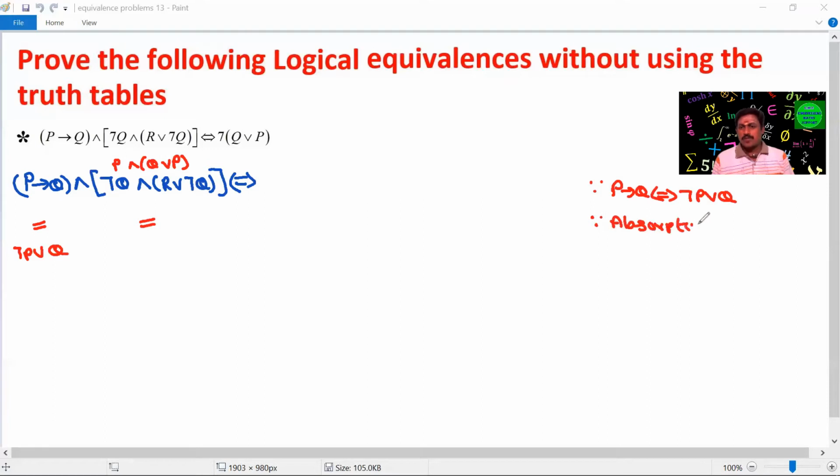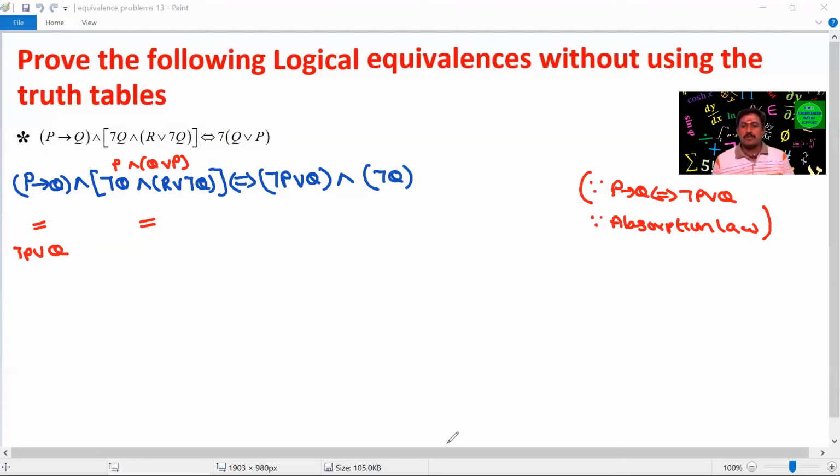Using absorption law, we can write this step as not P or Q, and in this entire term the same variable will come as a result. So here the same variable is not Q. You will get the term as not Q.